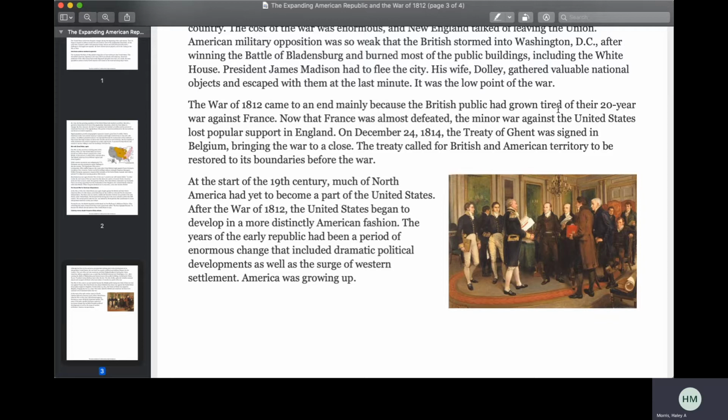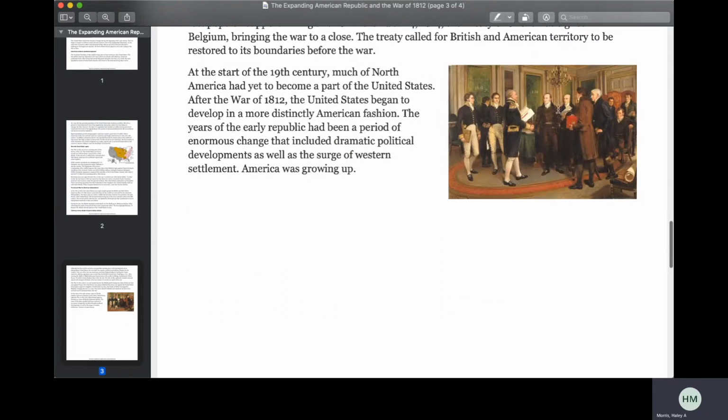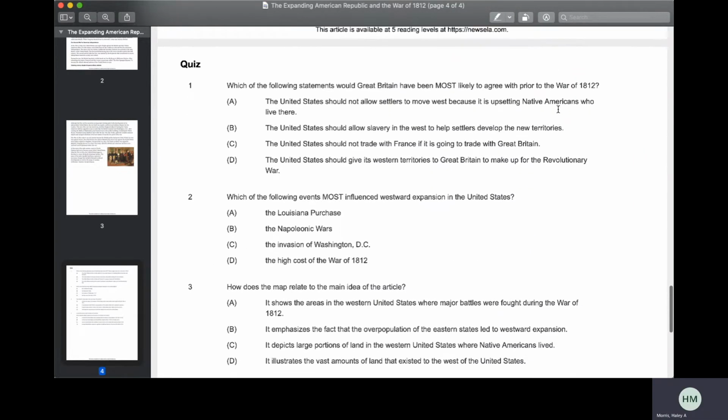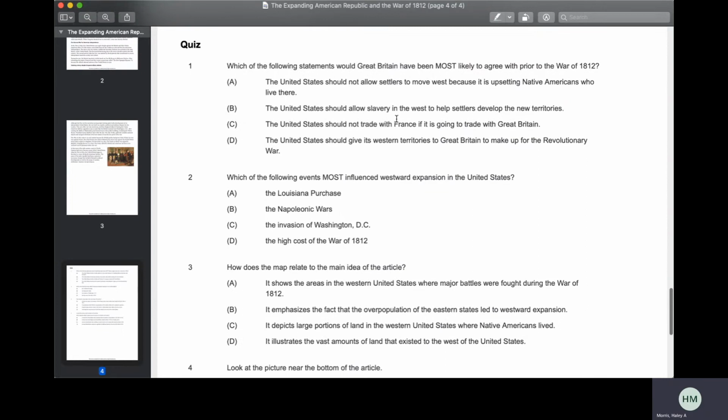At the start of the 19th century, much of North America had yet to become a part of the United States. After the War of 1812, the United States began to develop in a more distinctly American fashion. The years of the early republic had been a period of enormous change that included dramatic political developments as well as the surge of Western settlement. America was growing up.